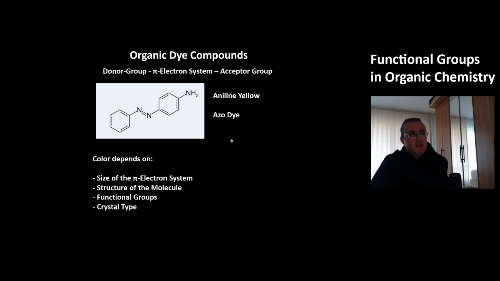It's called azo coupling. And the color of these dye molecules depends on various factors, one of which is the size of the pi electron system. Second is the structure of the molecule. On functional groups, some functional groups move the absorption spectrum to the red, some to the blue. And it depends also on the crystal types. The same compound, with one crystal type, can be an orange substance, and with another crystal type, it could be a brown substance.